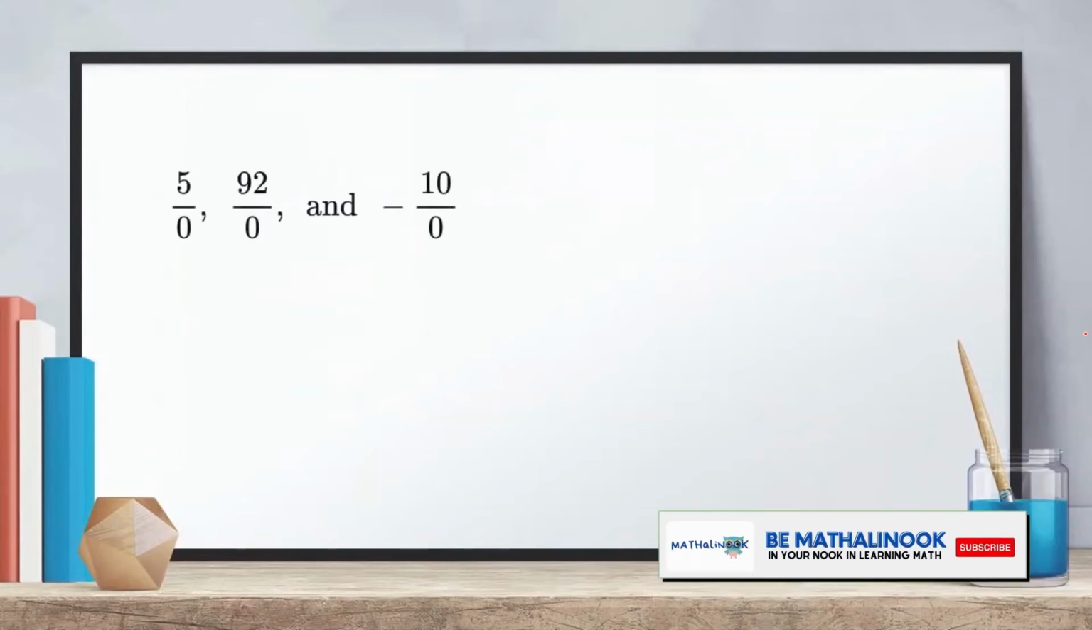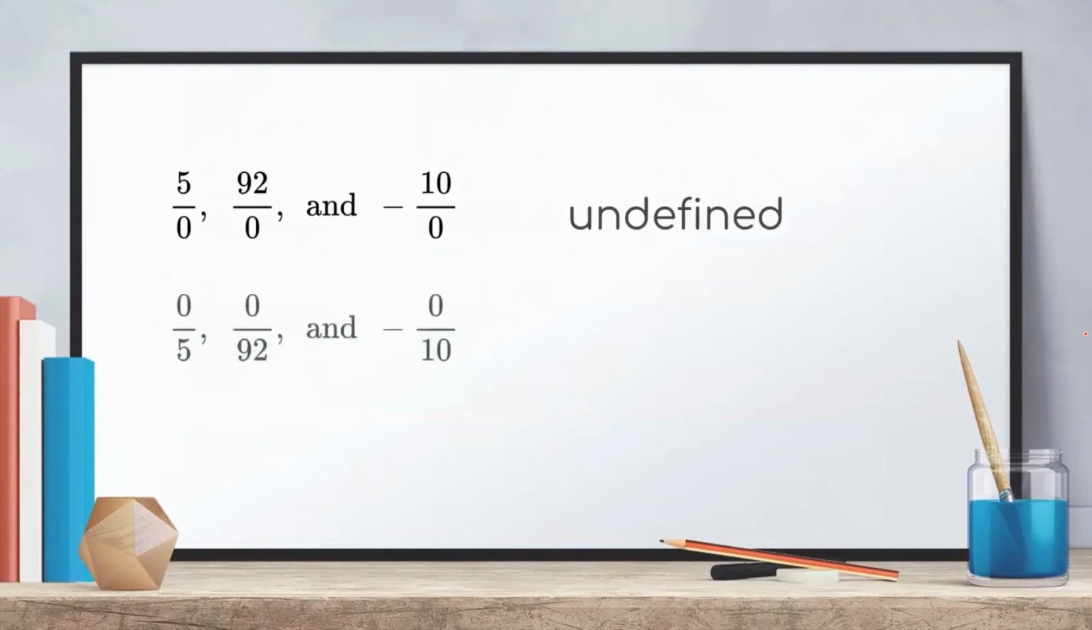Therefore, 5 over 0, 92 over 0, and negative 10 over 0 are all undefined. On the other hand, if the numerator is 0, then the rational expression will be 0, like 0 over 5, 0 over 92, and 0 over negative 10.